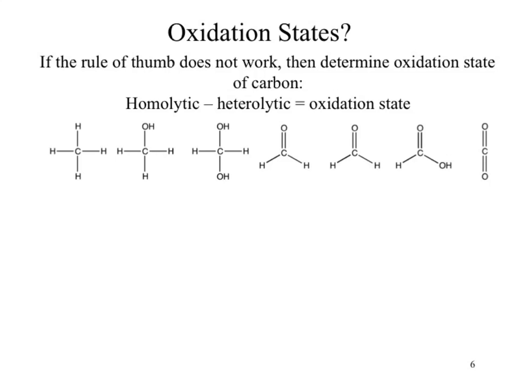All right, let me write it out again. If we do the homolytic cleavage, this abbreviation is going to be bad, but whatever. In our homolytic cleavage, we break each of those bonds. They go back to their parent atoms. How many electrons are around the carbon? 4. Minus the heterolytic. Right?